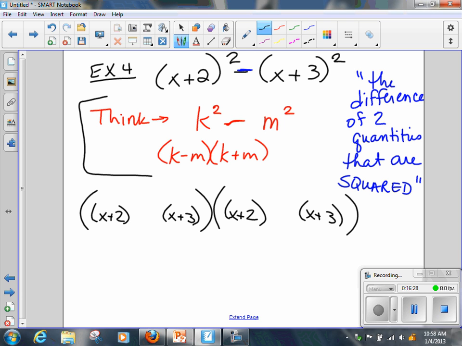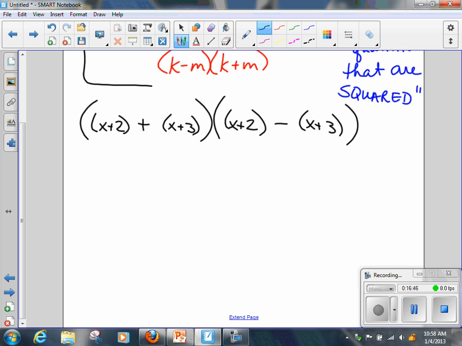What's going to happen to my signs in the middle? They're going to be different. One's a plus, one's a minus. This is like a difference of squares problem on steroids. Now, what are you going to do within those parentheses? Look at them. What are you going to do? Aren't we just going to combine like terms?